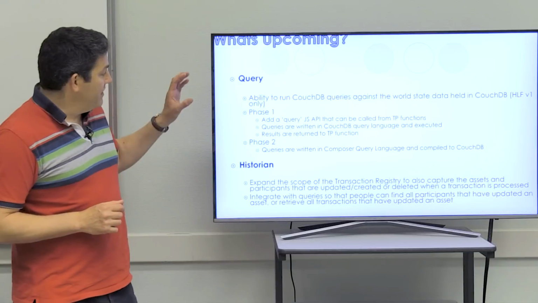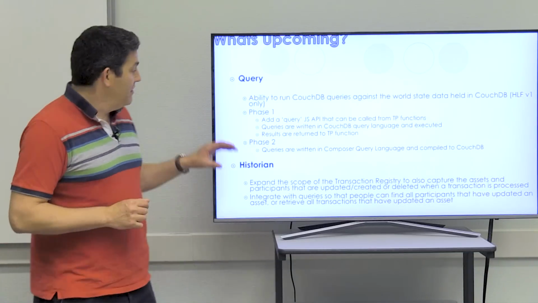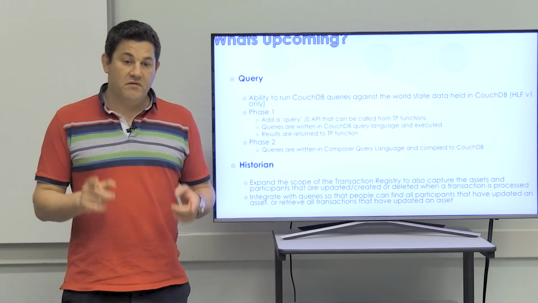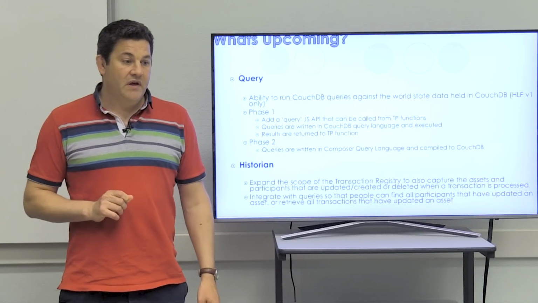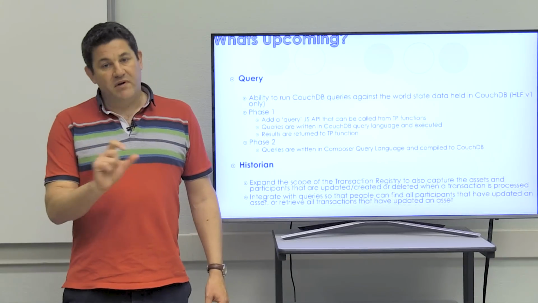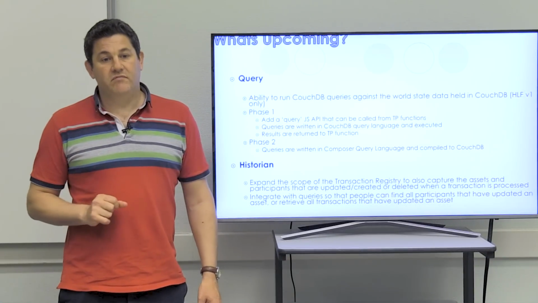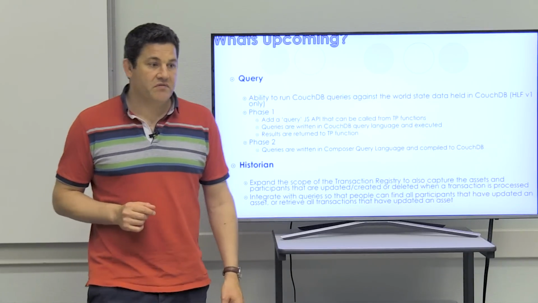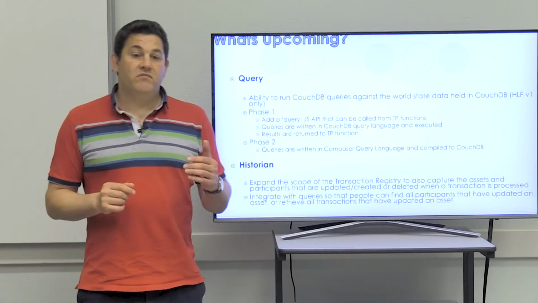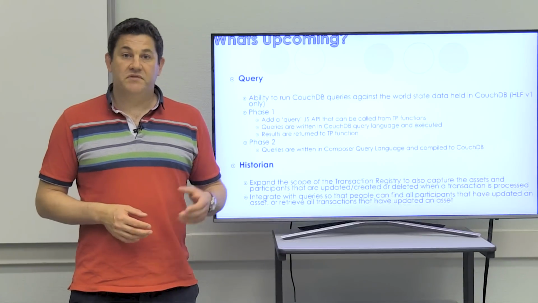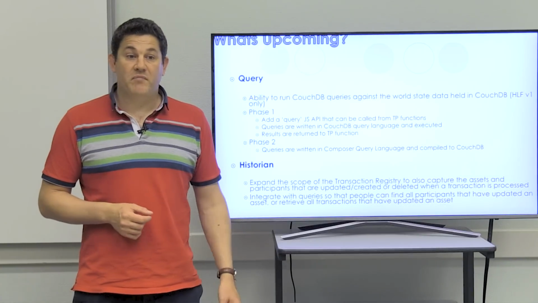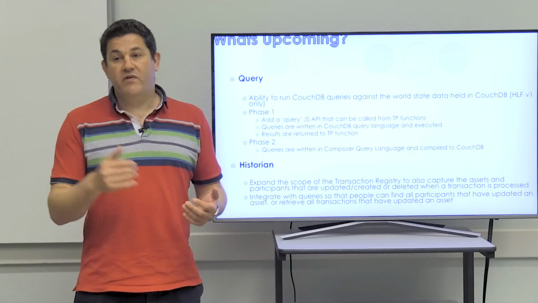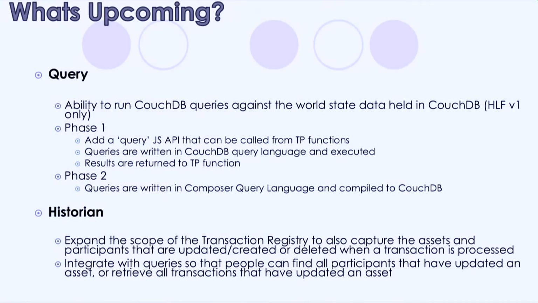So we've broken this work down into two phases. Phase one, you're going to have to write the native Couchdb queries using the Couchdb query language. And we may map those to logical names, so that your code isn't polluted with big long Couchdb query strings. In phase 2, we would like to have a Composer query language that's expressed in terms of the Composer model. And then we will do the work to compile the Composer query language down into Couchdb queries.